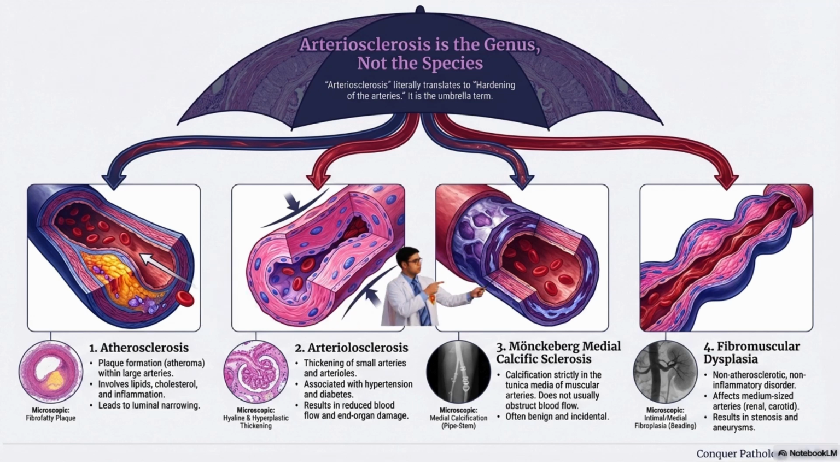Third one is Monckeberg medial calcific sclerosis. Here, calcification is strictly in the tunica media of muscular arteries. It does not usually obstruct blood flow and is often benign and incidental. Fourth one is fibromuscular dysplasia. This is a non-atherosclerotic, non-inflammatory disorder that affects medium-sized arteries like the renal or carotid, resulting in stenosis and aneurysms.